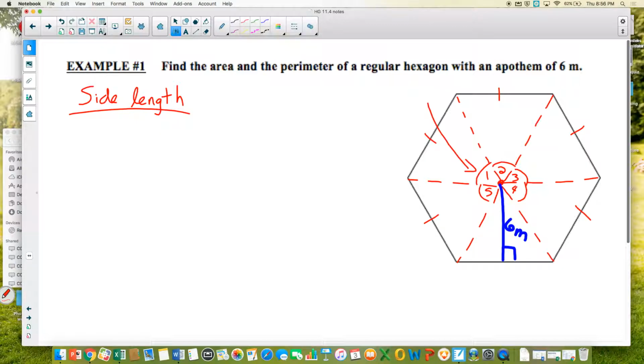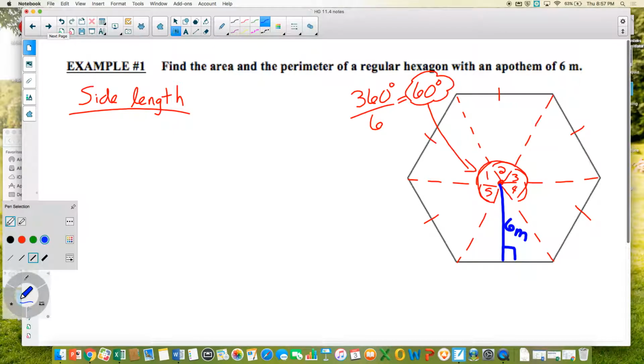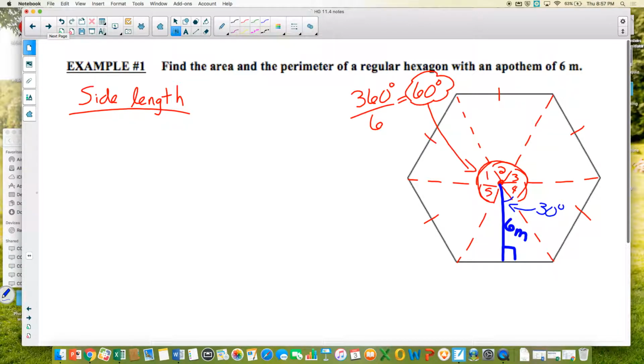So all the way around this polygon is a full circle. Think of it as a full circle all the way around, from here all the way around. So if a full circle is 360, we can take 360 degrees and divide that by 6 angles. So each of these angles is 60 degrees. Angle 1 is 60, angle 2 is 60, angle 3 is 60. And if all of those are 60, that means this angle, if I change colors again, this angle right here must be 30 degrees because it's half of 60.